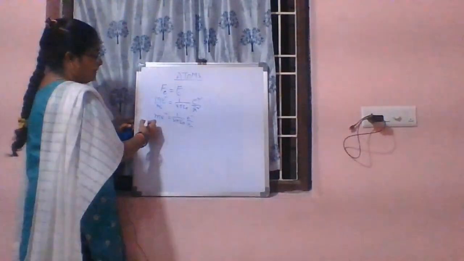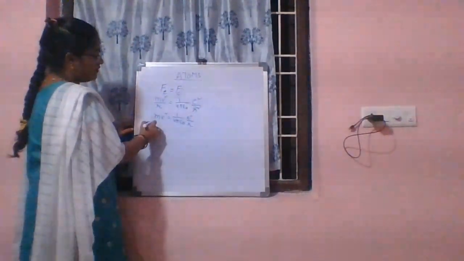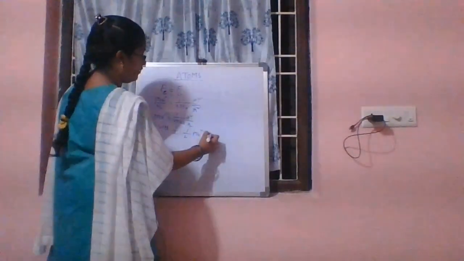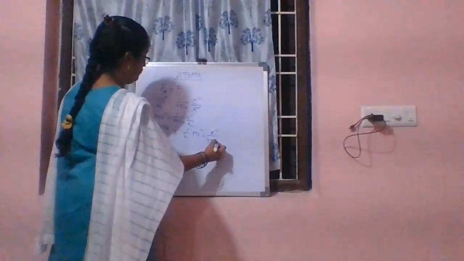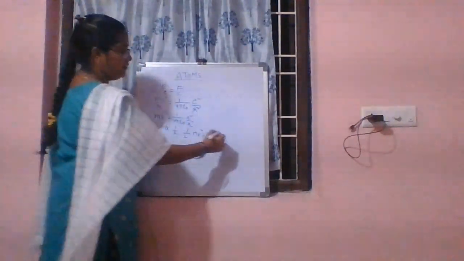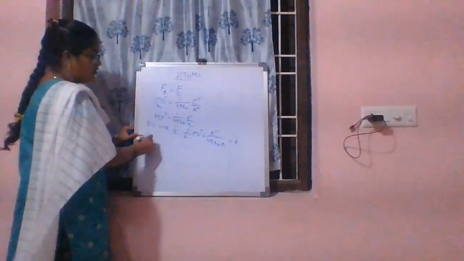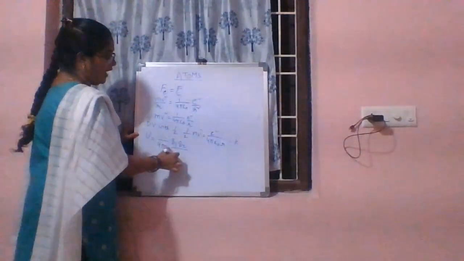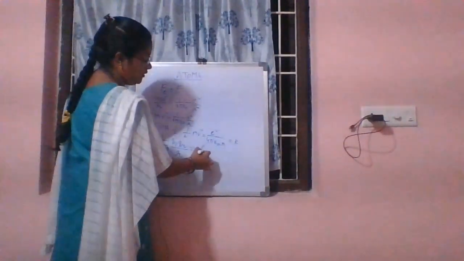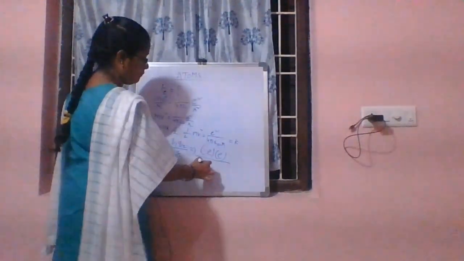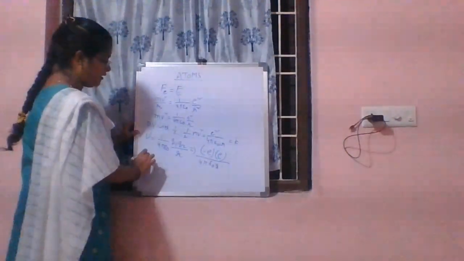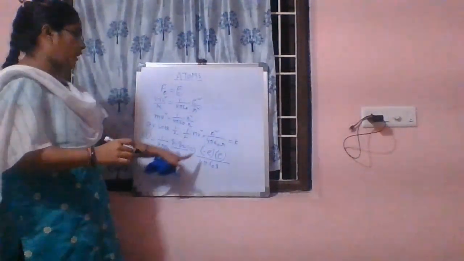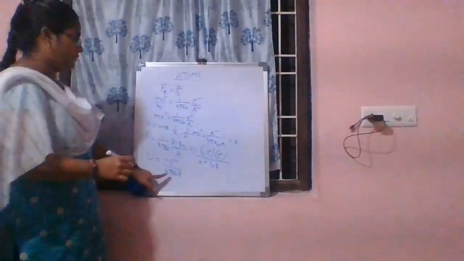From this, let's multiply and divide by 1 by 2 on both sides. 1 by 2 mv square equals e square by 4 pi epsilon naught into r. This is the kinetic energy equation. For potential energy U equals 1 by 4 pi epsilon naught into Q1 Q2 by R. For the electron this gives minus e into e by 4 pi epsilon naught R. So the potential energy U equals minus e square by 4 pi epsilon naught R. Both are equal, but only the negative sign differs from kinetic energy.